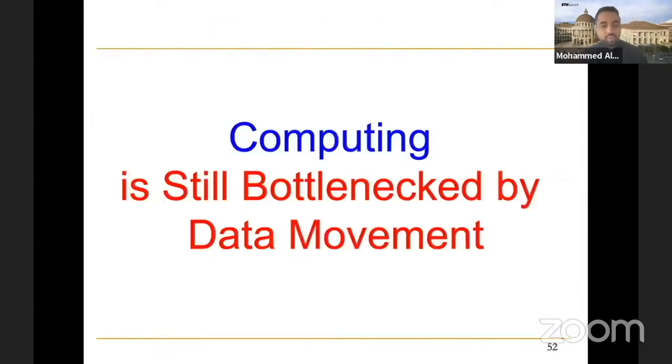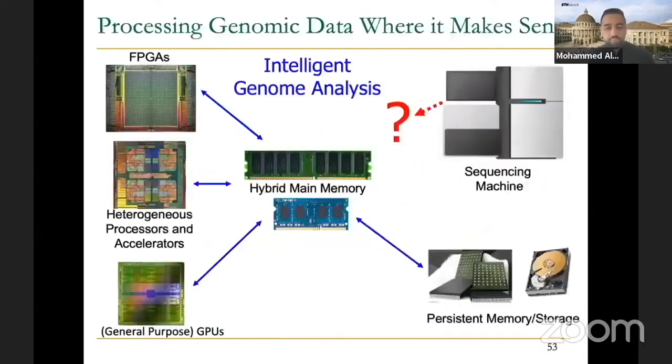However, in all these solutions, computing is still bottlenecked by data movement. As long as we use GPUs or FPGAs, we still need to move data from the main memory to these accelerators. Even if we share the memory, if we have direct access, for example, to the main memory, we still need to spend some effort moving the data between these two accelerators. That's why in the next few weeks, we will show you real examples of how we can solve the data movement problem.